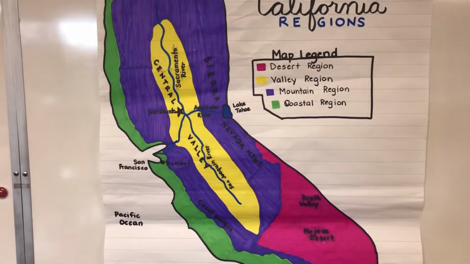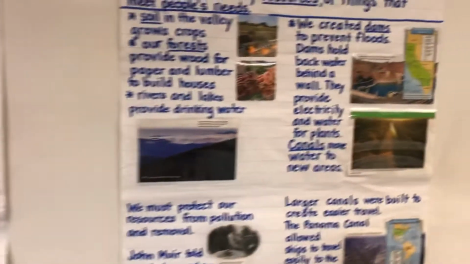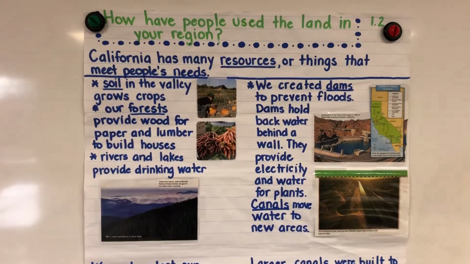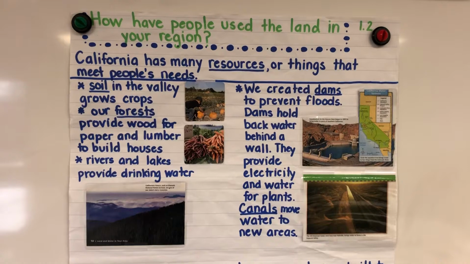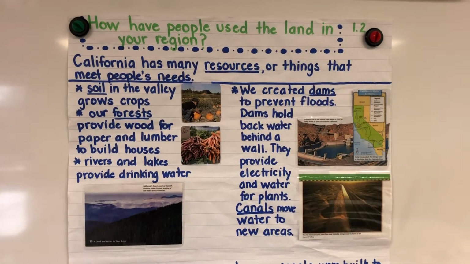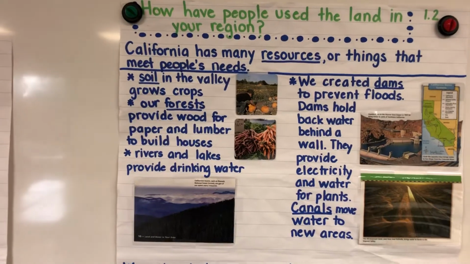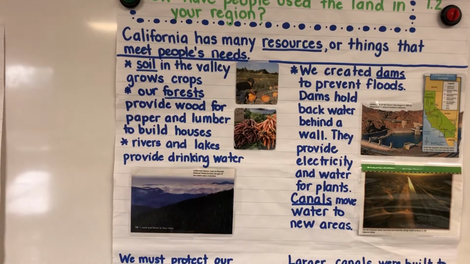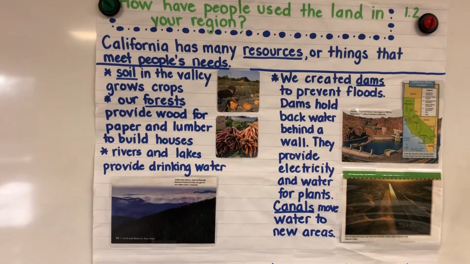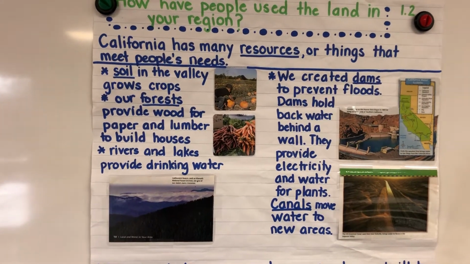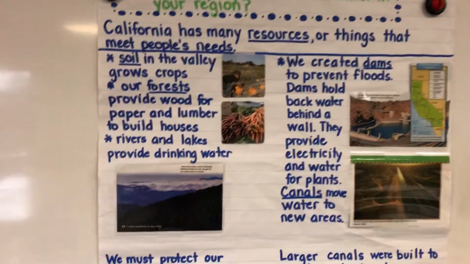All right, well, how do we use those different regions, the land in those regions? Let's check it out. California has many resources, or things that meet people's needs. In the valley, we have soil that grows our crops. In our forests, we have wood that provides paper and lumber to build houses. And our rivers and lakes provide drinking water.